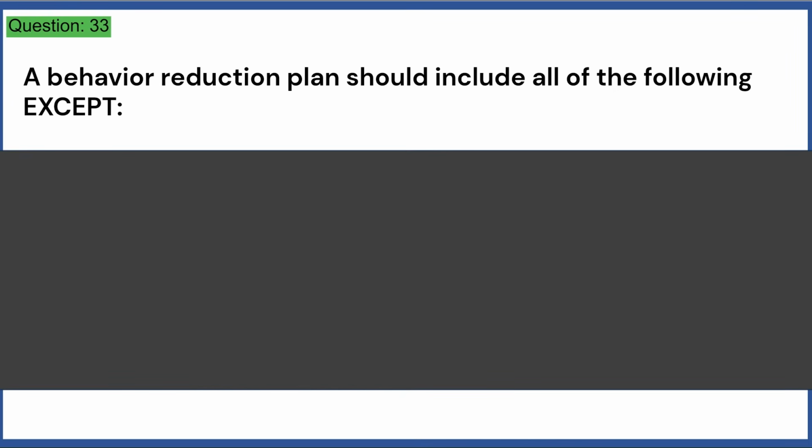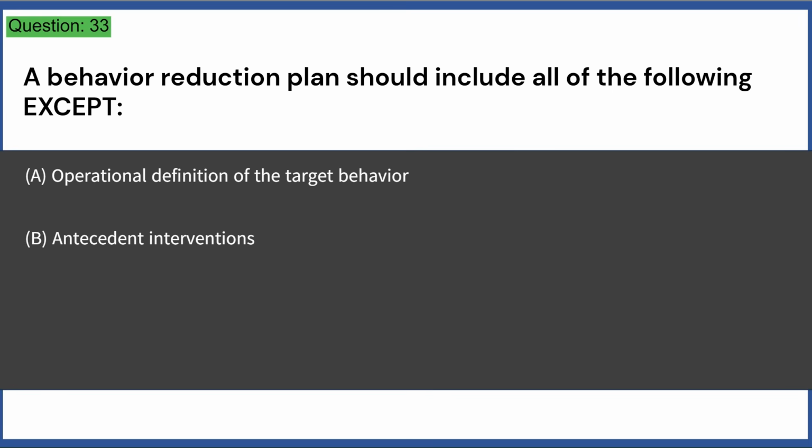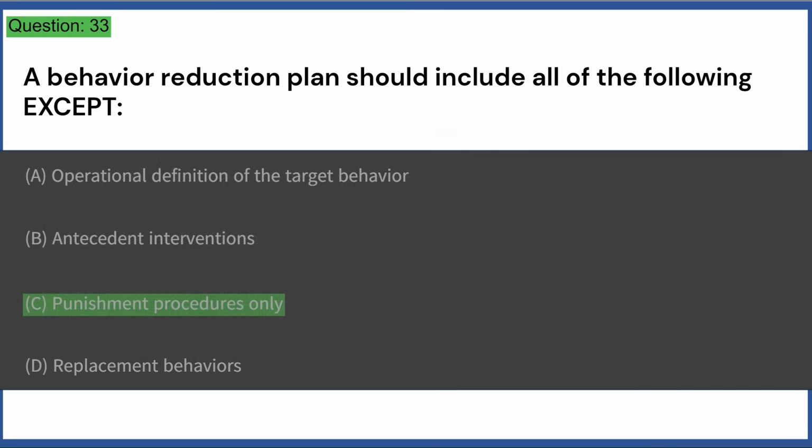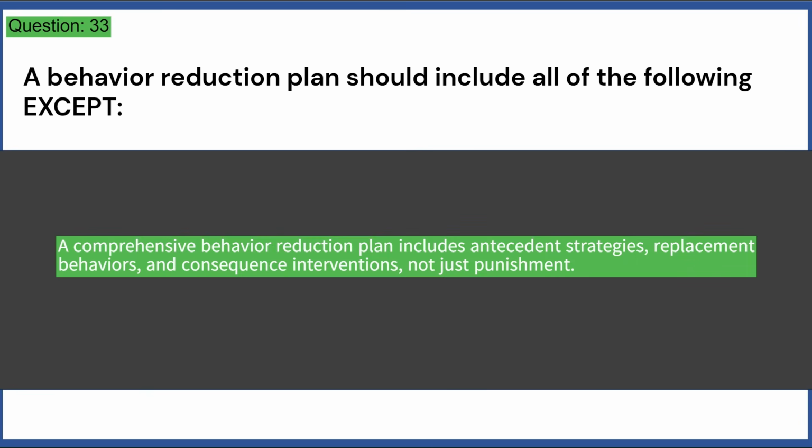A behavior reduction plan should include all of the following except: A. Operational definition of the target behavior. B. Antecedent interventions. C. Punishment procedures only. D. Replacement behaviors. Answer: C. A comprehensive behavior reduction plan includes antecedent strategies, replacement behaviors, and consequence interventions, not just punishment.